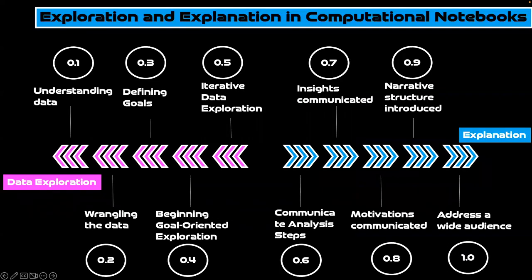Now that we had a corpora of data science notebooks and their versions, we set out to establish some quantitative methods to understand data analysis in notebooks. We generated a rubric that mapped previous findings on notebook characteristics to analytical activity, such as data exploration and communication. We designated a score called Exploration Explanation Score, EE score for short, for each stage of the analysis process. The smallest score, 0.1, indicated data exploration. The largest score, 1.0, indicated communication.